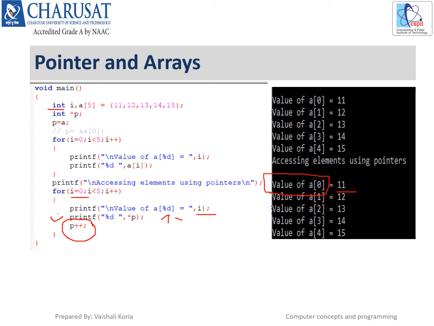Okay, so the next time when i is equal to 1 and this statement would be executed, the value of i would be 1, a[1], and *p will print the next value of the array, because before performing the next iteration we have incremented the value of pointer variable p. So using this kind of for loop you can access the values of the array.